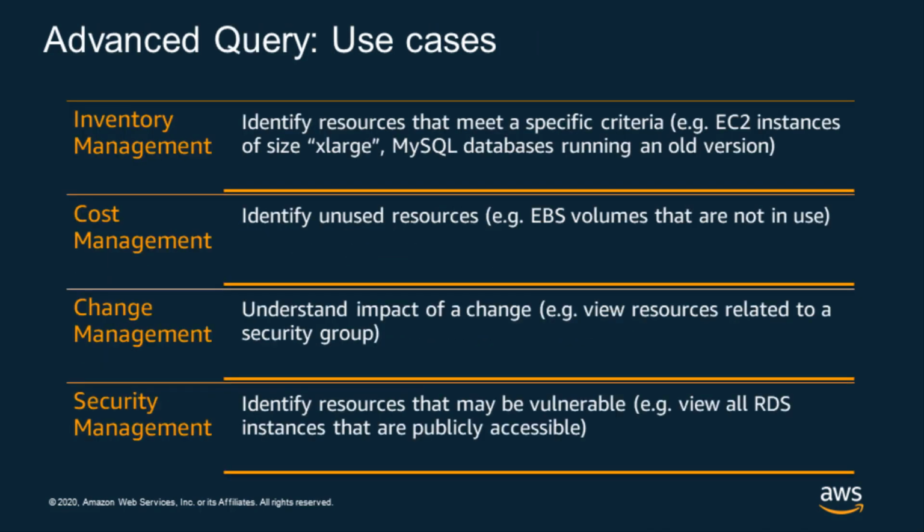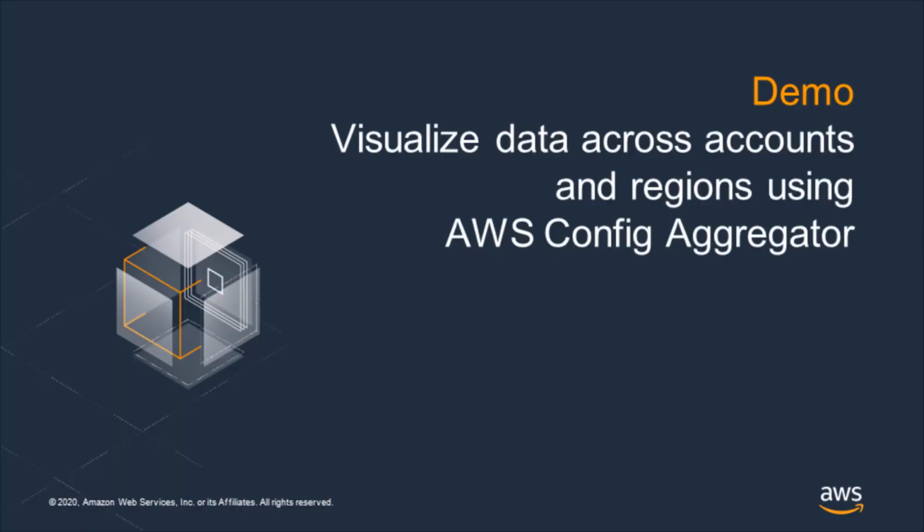You can use Advanced Query for inventory management, for cost management by searching for EBS volumes that are not attached to EC2 instances and similar use cases. You can use it for change management to understand the impact of a change by looking at the resource relationships, or you can use it for security management, searching for resources that are publicly accessible. Let's now take a quick look at how to set up Config Aggregator and use advanced queries with it.